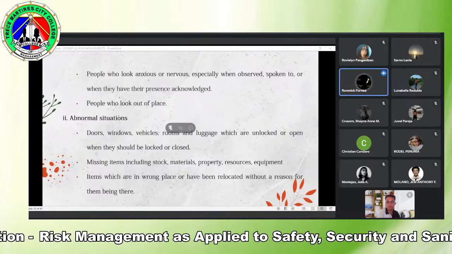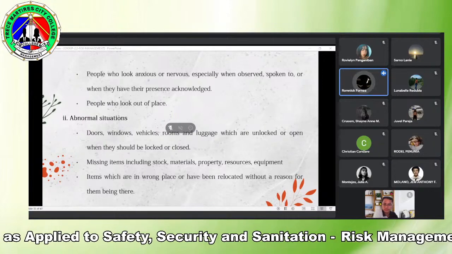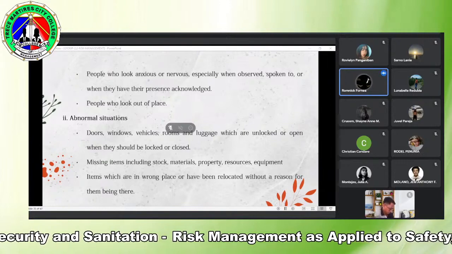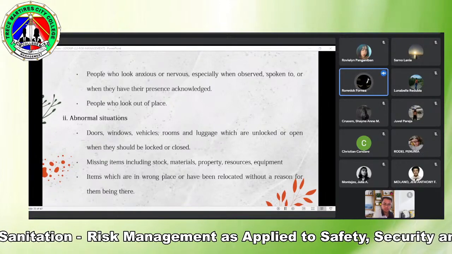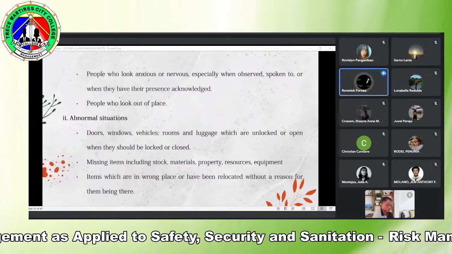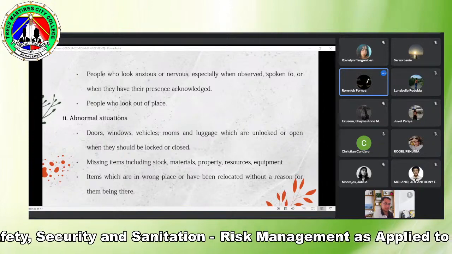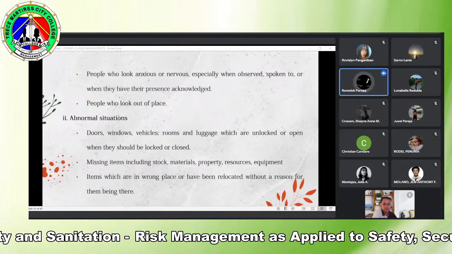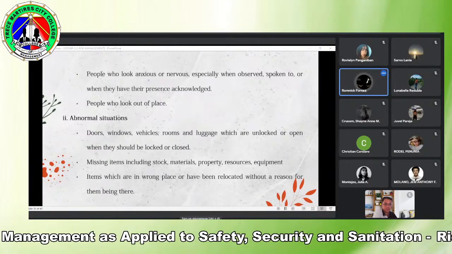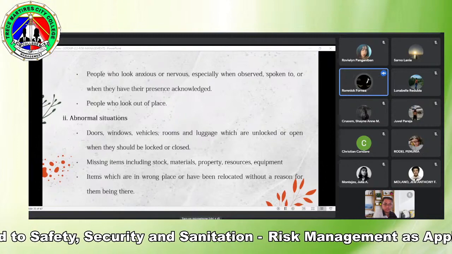First is doors, windows, vehicles, rooms, and luggage which are unlocked or open when they should be locked or closed. So for example po dito, once na merong taong pabalik-balik sa isang establishment, siguro mga 5 beses, yun nga, sabi nga ni sir, pag iba yung kinikilos, dapat siguraduhin mong lahat ng pwede niyang pasukan or puntahan ay nakalock, yung pinto, bintana, and iba pang pwede niyang pasukan.